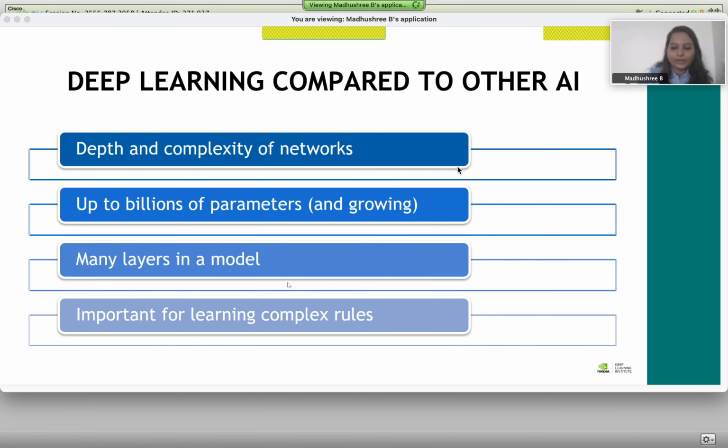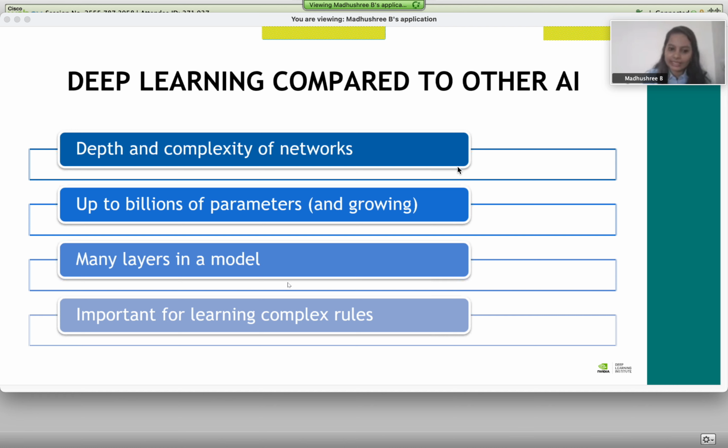So deep learning compared to other AI. AI is the bigger umbrella. Under that we have machine learning based algorithms, and within machine learning there is a new approach of deep learning. So how does it work? The depth and complexity of the networks is far higher in deep learning models, up to billions of parameters, and it is growing day by day. Now it is in trillions of parameters.